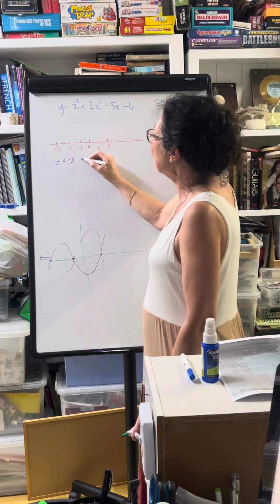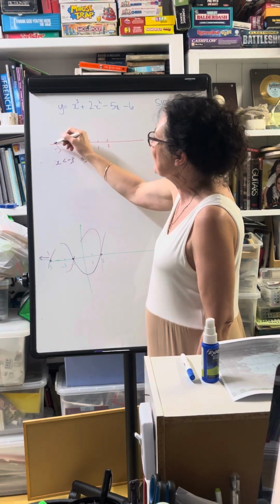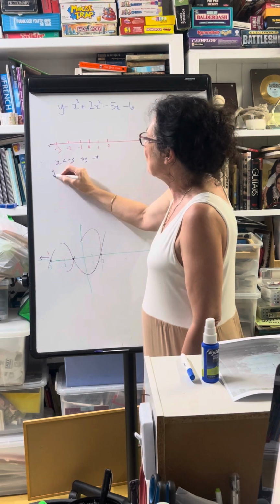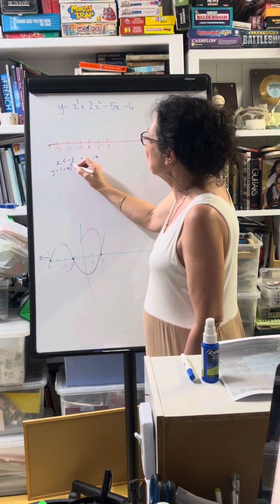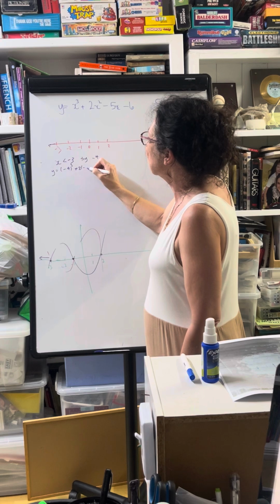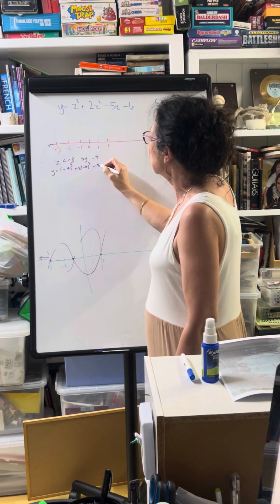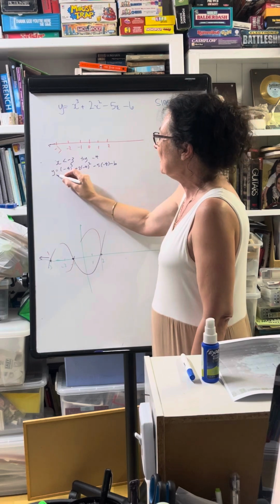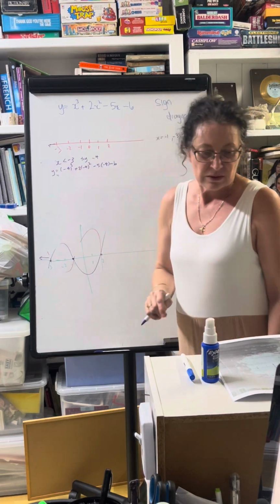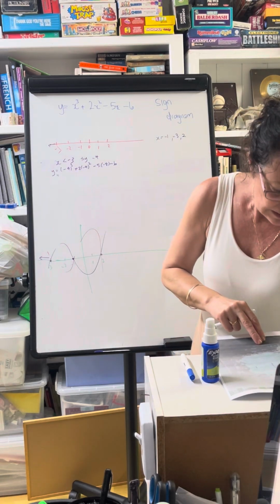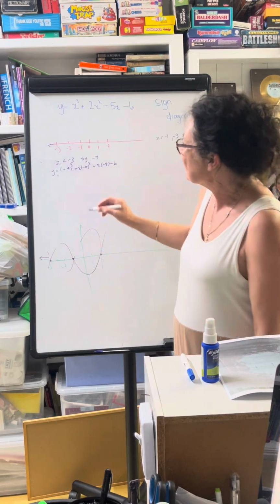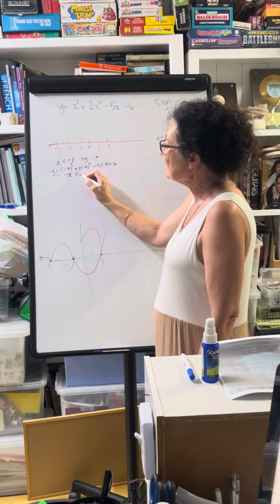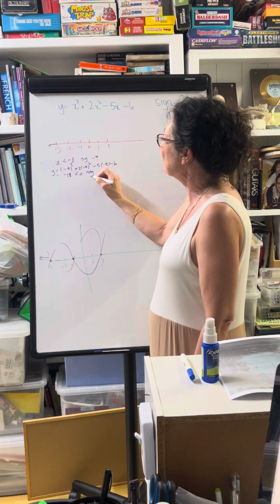And I always try, well, what's past here? Let's try minus 4. So you go y is equal to minus 4 cubed plus 2 times minus 4 squared minus 5 times minus 4 minus 6. And when we put that in, I think we get minus 18. You guys can check it. So that means it's less than 0, it's negative.